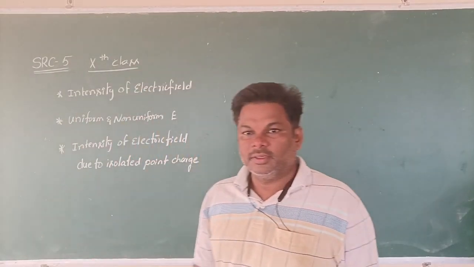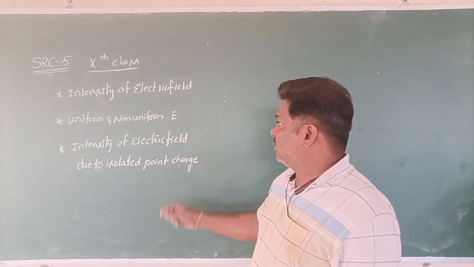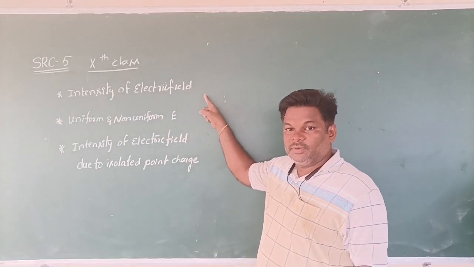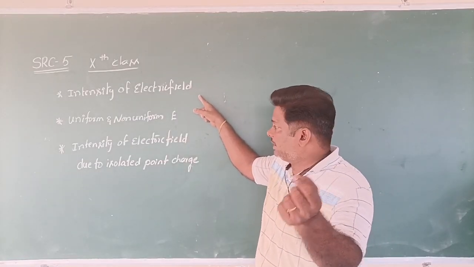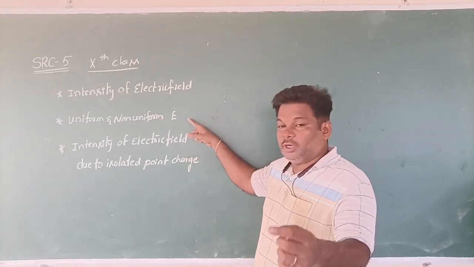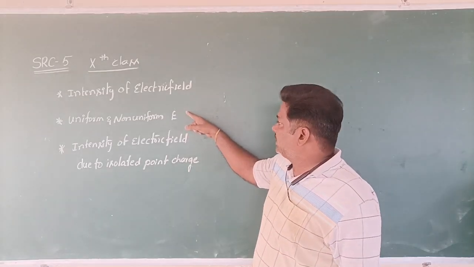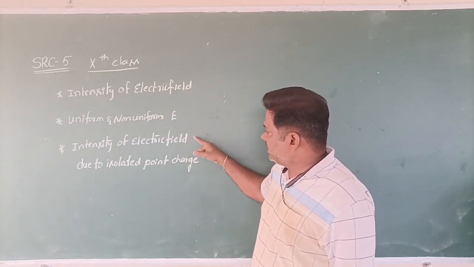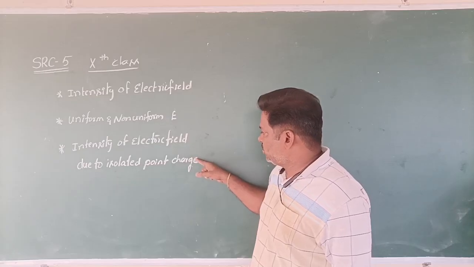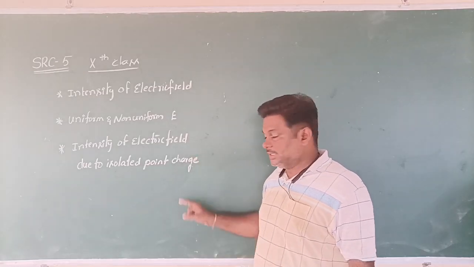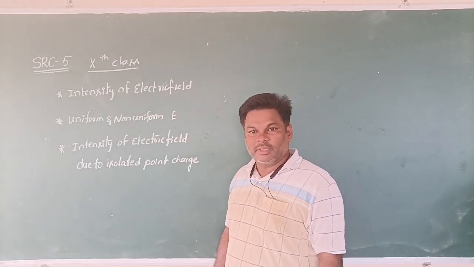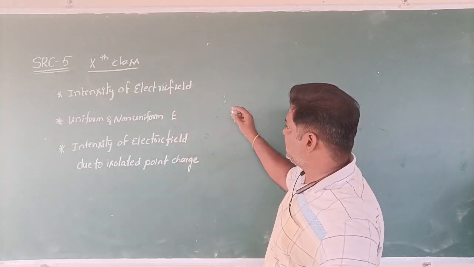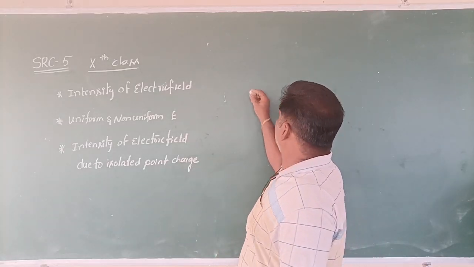Good morning, students. In today's class, we are going to discuss the intensity of electric field. That's what we discussed a little bit yesterday. Thereafter, what is uniform and non-uniform electric field intensity, and the intensity of electric field due to an isolated point charge. This is a small derivation and these are the theory parts. Okay, so what is the intensity of electric field?